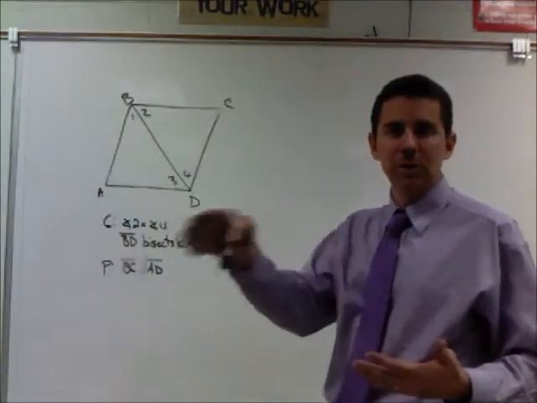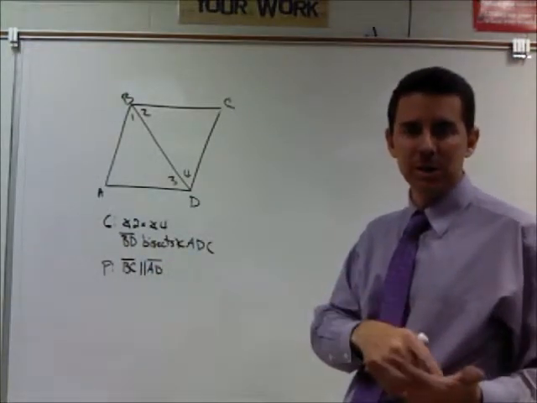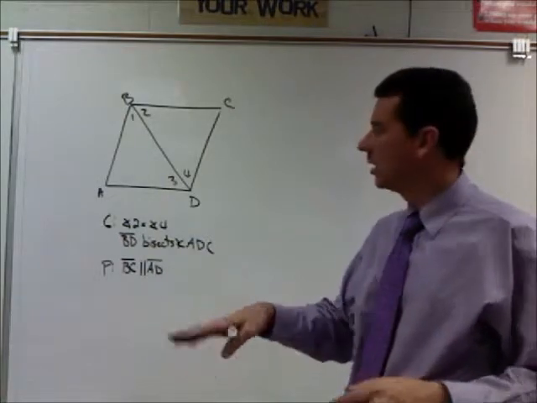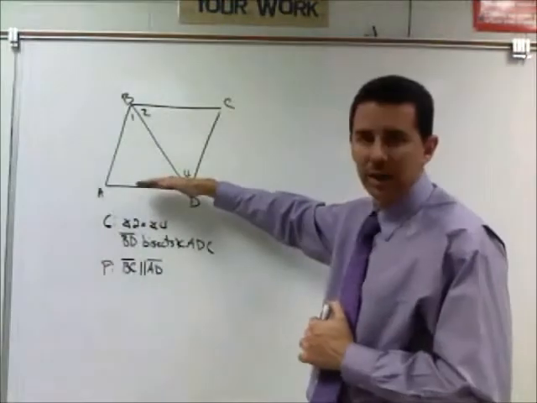Alternate interior angles congruent give us parallel lines, and same side interior angles supplementary, meaning the two angles that add up to 180, give us parallel lines. So now as I look at this, I'm trying to show BC is parallel to AD.